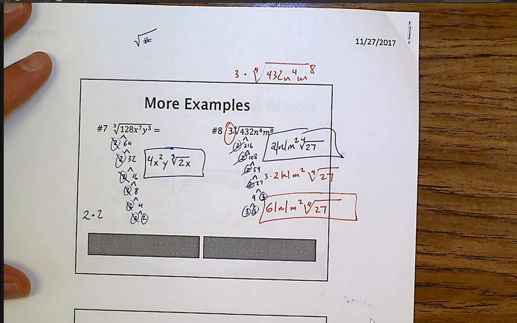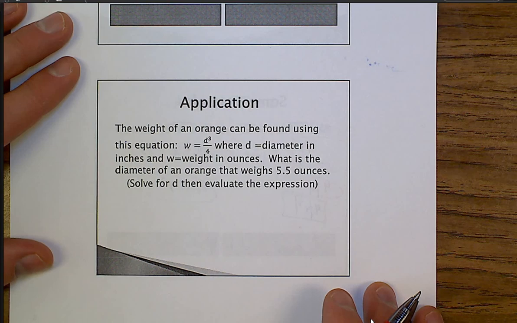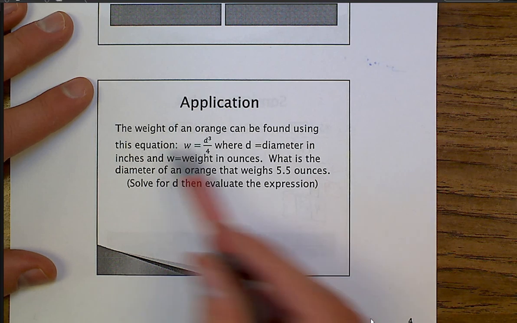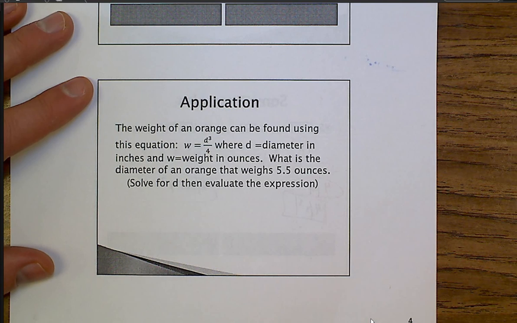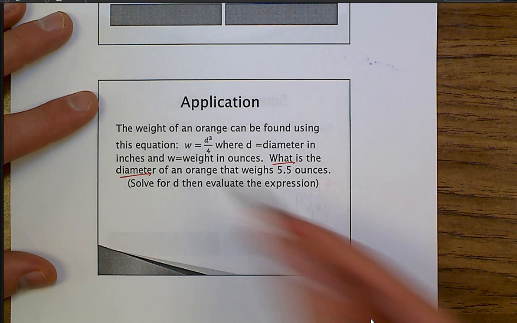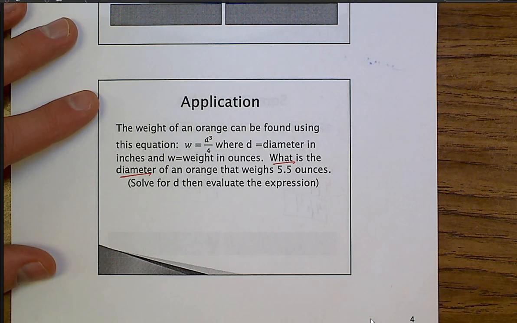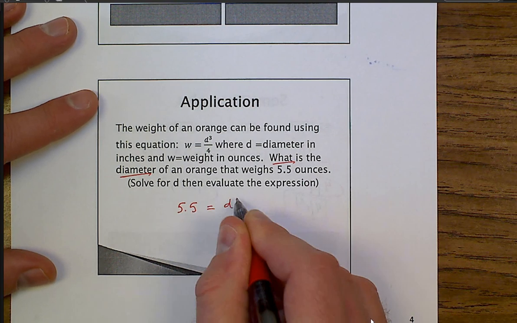Okay? Quick application problem, real basic. It kind of goes back to solving. This is actually true. The weight of an orange can be found using this equation. W equals d cubed over 4, where d is the diameter in inches and w is the weight in ounces. What is the diameter? So you're solving for d. What is the diameter of an orange if the weight is 5.5 ounces? So we put 5.5 in for w. I have d to the 3rd over 4, and we're solving for d.